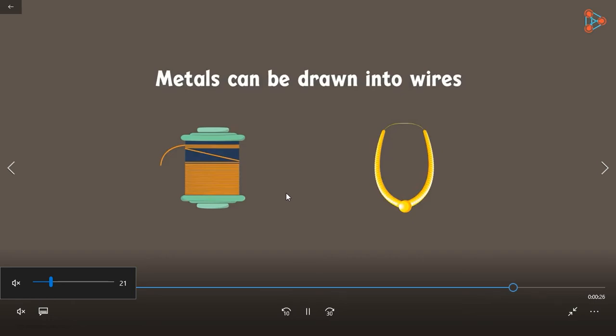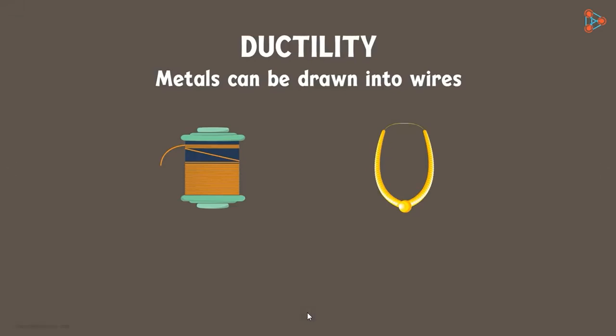Metals can be drawn into wires. You can call it ductility. We will discuss it in the next class.